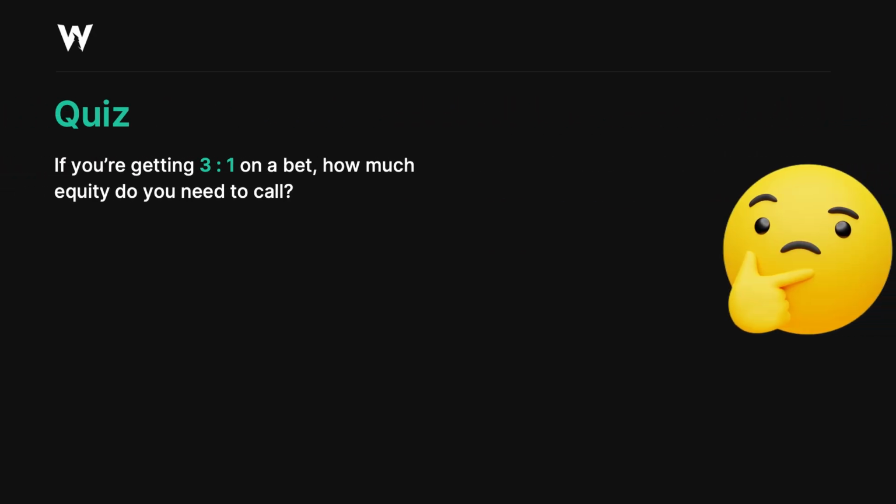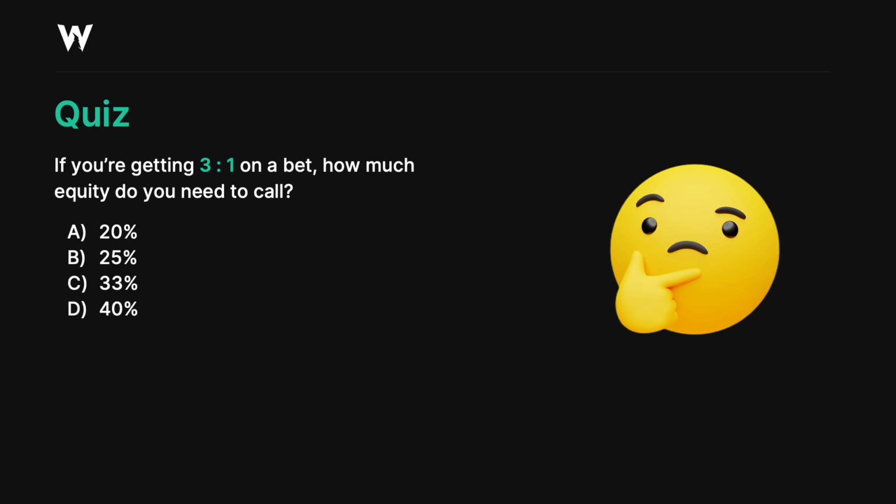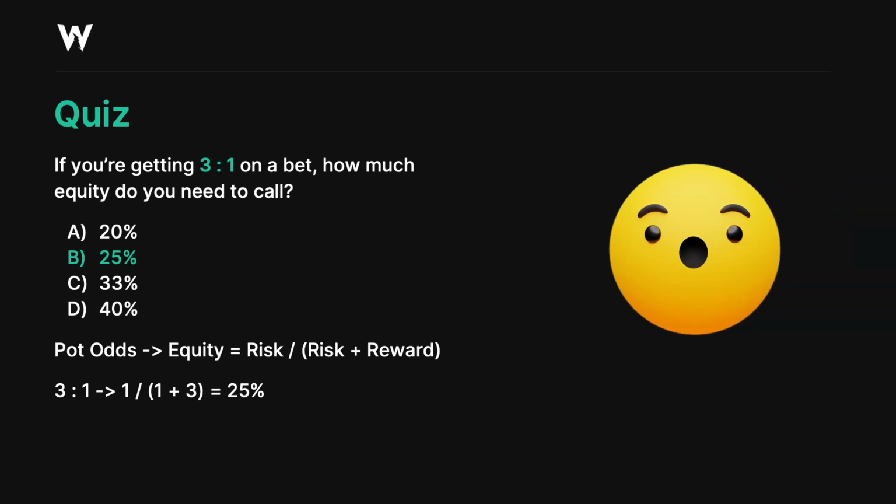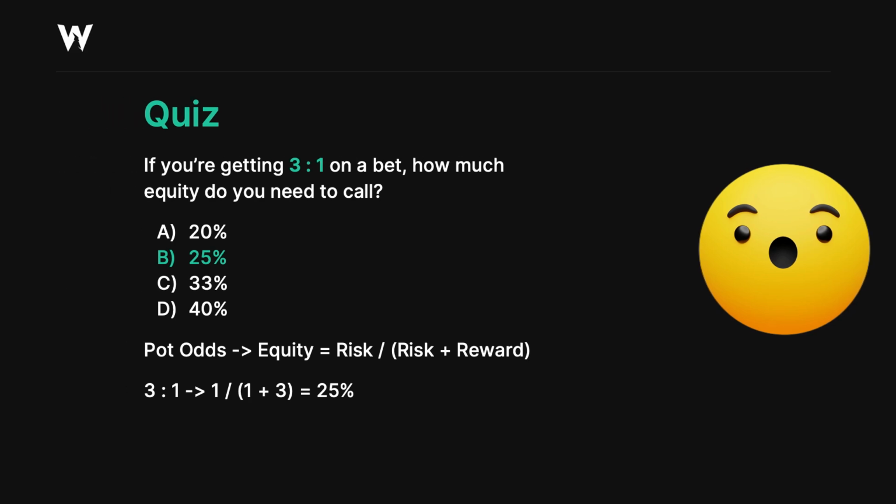Now, tricky question. If you're getting 3 to 1 in a bet, how much equity do you need to call? Take a second to consider your answer. The answer is B, 25%. If you guessed C, this is a very common mistake. It's not 1 divided by 3, it's 1 divided by 3 plus 1. The general equation is risk divided by risk plus reward. That's how you convert a risk-reward calculation into an equity equation. So you need to win 25% of the new pot in order to justify calling.